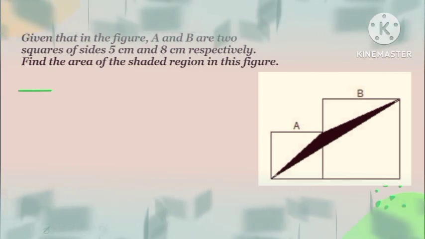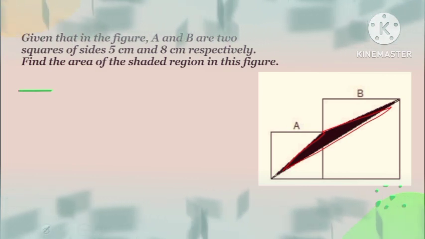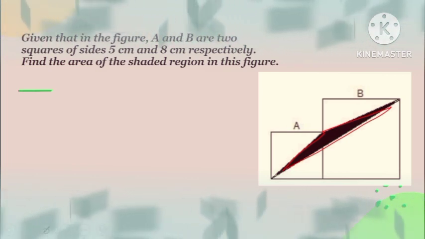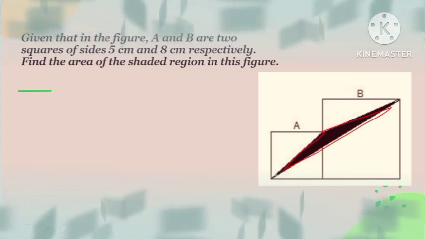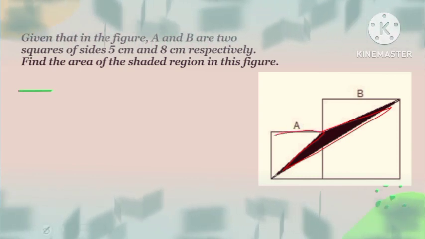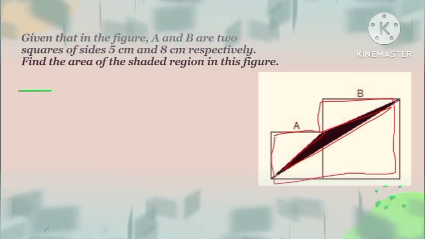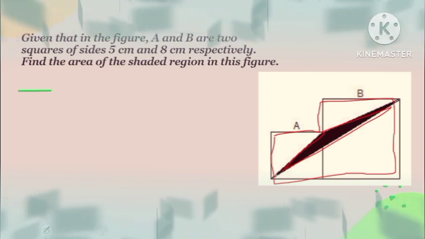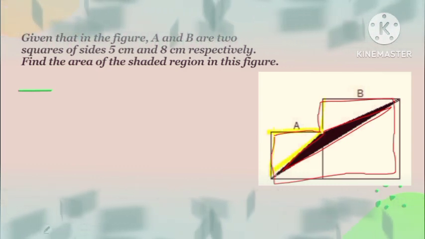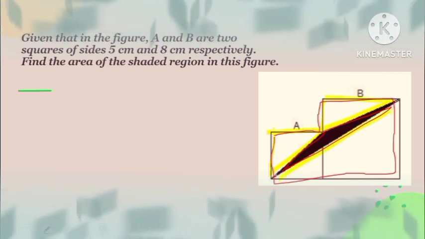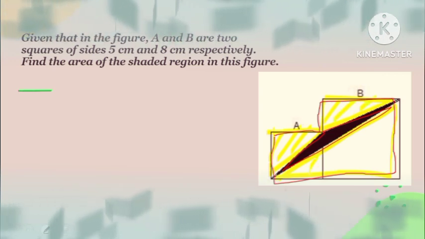So how can we solve this? How can we find the area of this triangle or the shaded region? To find this area, first we need to find the area of the complete figure, meaning the area of the square A and the area of the square B, the total figure area. After finding the area of the total figure, if we find the area of this triangle, and this triangle, and the third triangle, and add them, then we'll find the area of this yellow color portion.